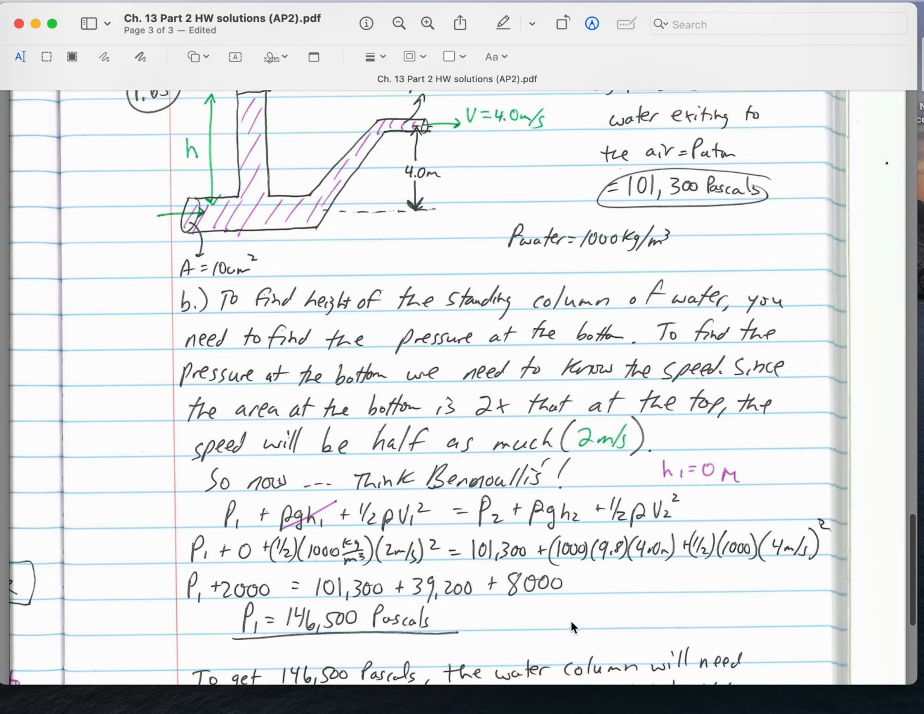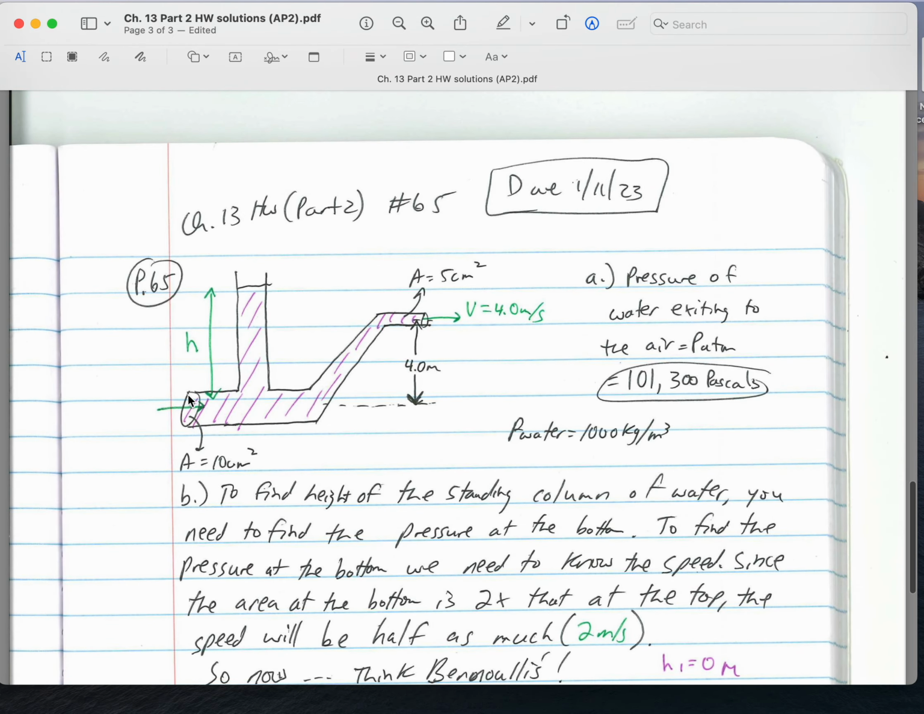Problem 65 took me most of a page. So basically, I tried to draw a bunch of this stuff. I believe it was water, so that was 1,000 kilograms per cubic meter. And it's asking what the pressure is when this exits here. Well, if it exits into air, it's 101,300 pascals. So when it comes in here, it would be something different than that. This would be 101,300 pascals if this is a pipe open.